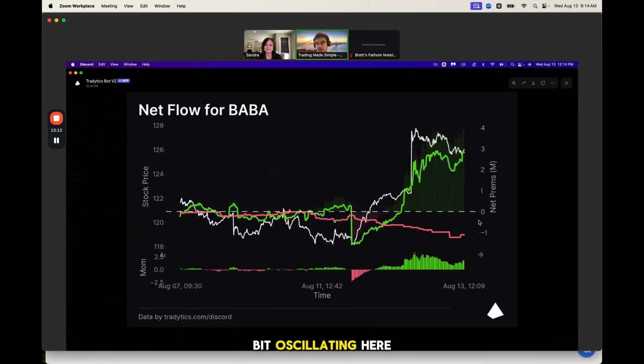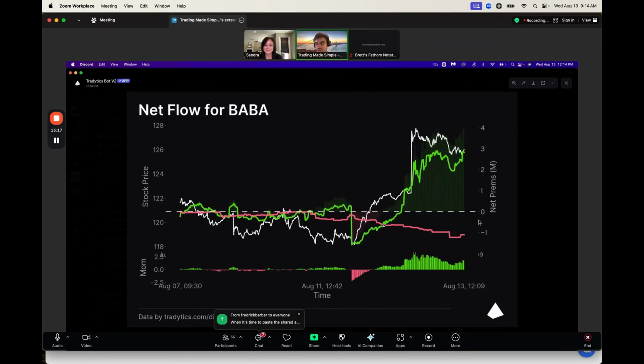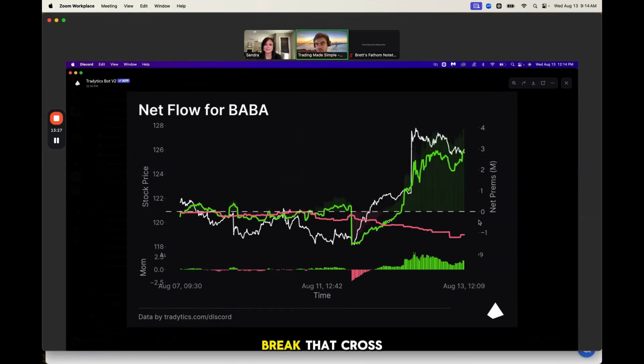We were a bit oscillating here, no clear setup. But what we see is that yesterday, I think August 12, we had that break, that cross with strong volume. We're having that big development here of this bullish flow. We can see that the green line is bullish flow, the red line is the bearish flow, and then we have the white line, which is the price action. We're having here that breakout, and this is currently on the 5-day time frame signaling bullish momentum.